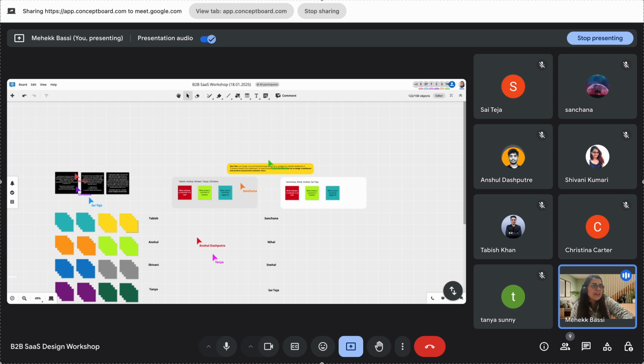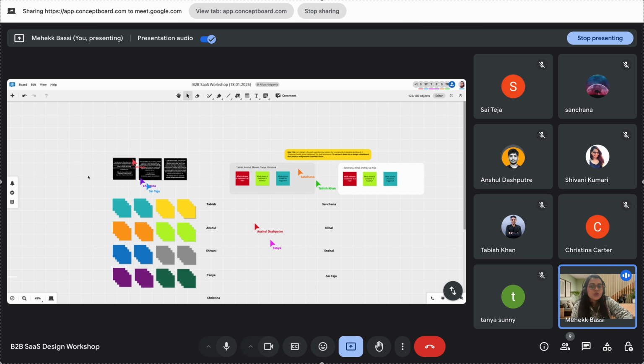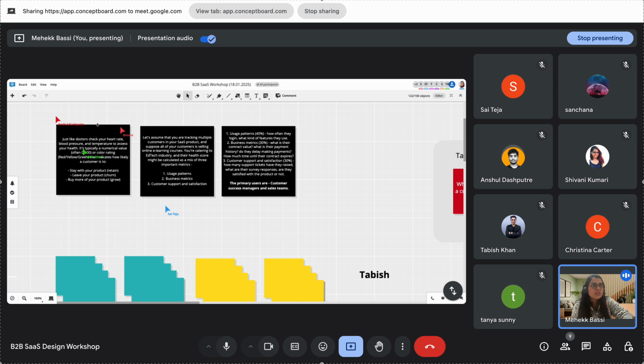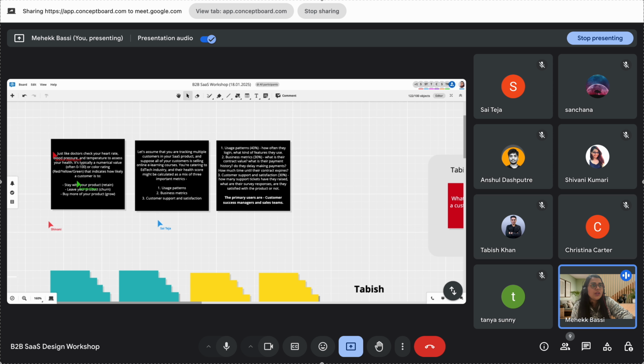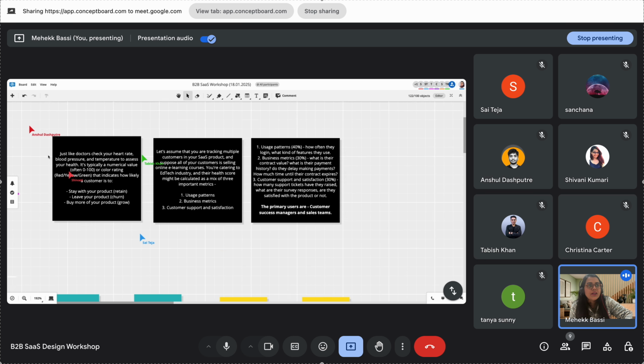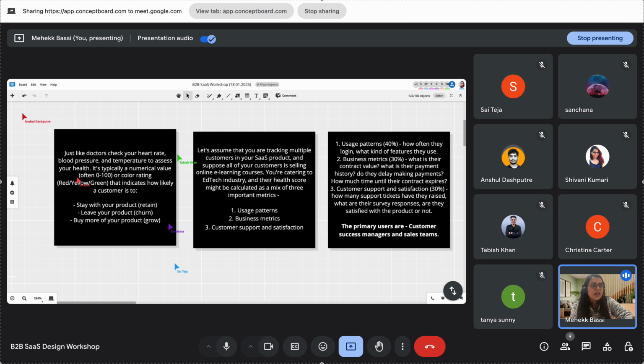The terms might be a little confusing to you. If you scroll a little bit to the left, on top of all the sticky notes, there are three black notes in which I have added some context that we can read to understand what exactly is required here. Just like doctors check your heart rate, blood pressure, and temperature to assess your health, a health score is typically a numerical value between 0 and 100, and it can also be a color rating. So this is one way of measuring your health. Similarly, we have a metric to measure the customer health score for a SaaS company.